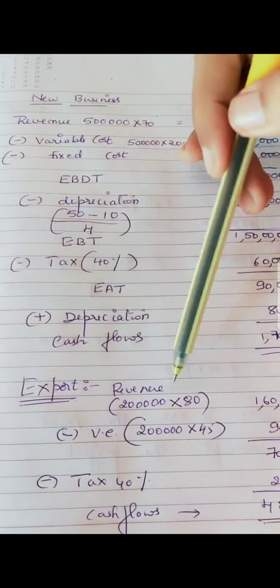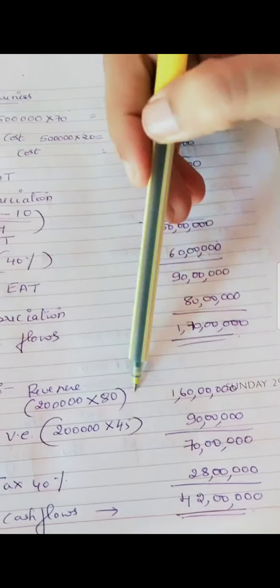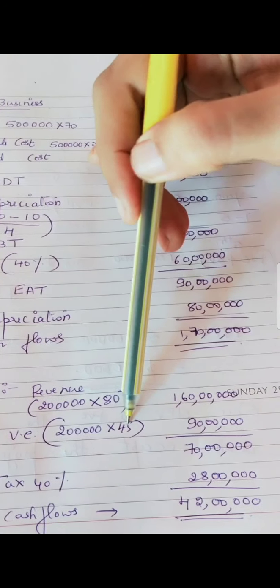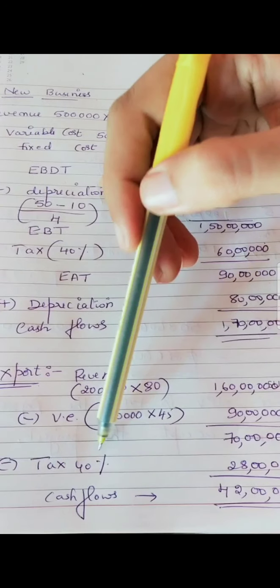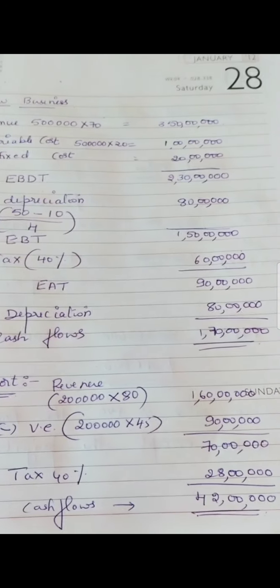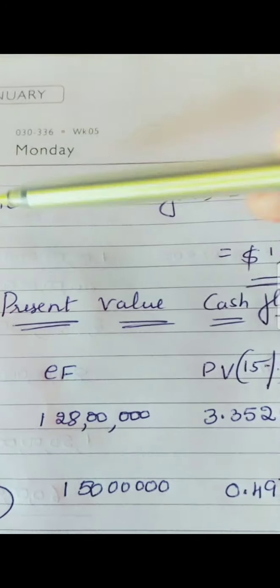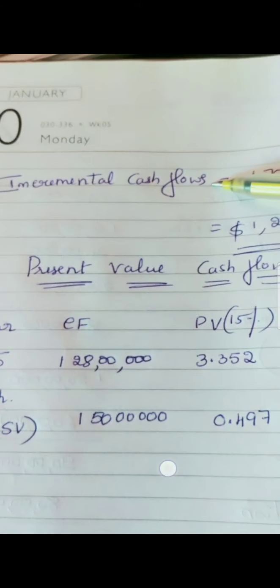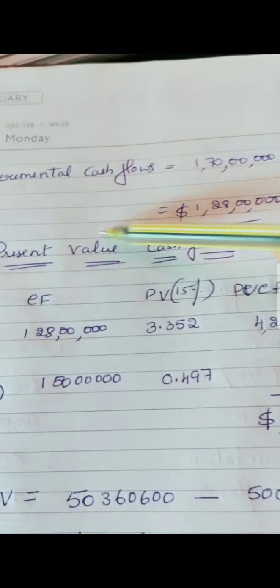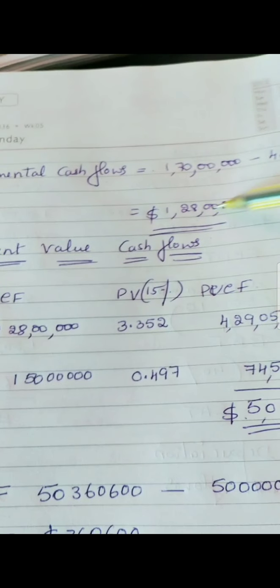Next, you see the export revenue: here it is 2 lakh units at 80. Next is variable cost. There is no depreciation or fixed cost, so we directly deduct the tax. So you get the cash flow, here it is 42 lakhs. So we compare it here. The incremental cash flow is the difference. From the new business we are getting 1 crore 70 lakhs, whereas from the existing business we are getting 42 lakhs. So we get the incremental cash flow of 1 crore 28 lakhs.